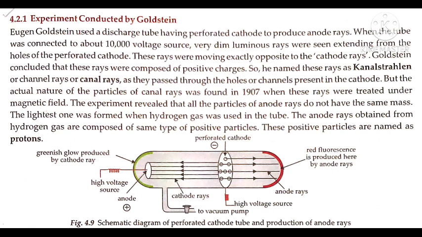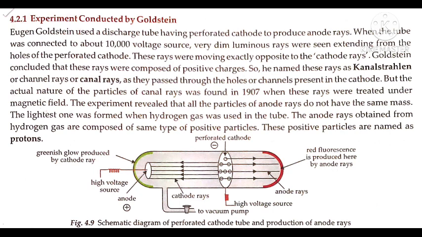But the actual nature of the particles of canal rays was found in 1907 when these rays were treated under magnetic field. The experiment revealed that all the particles of anode rays do not have the same mass. The lightest one was formed when hydrogen gas was used in the tube. The anode rays obtained from hydrogen gas are composed of the same type of positive particles.